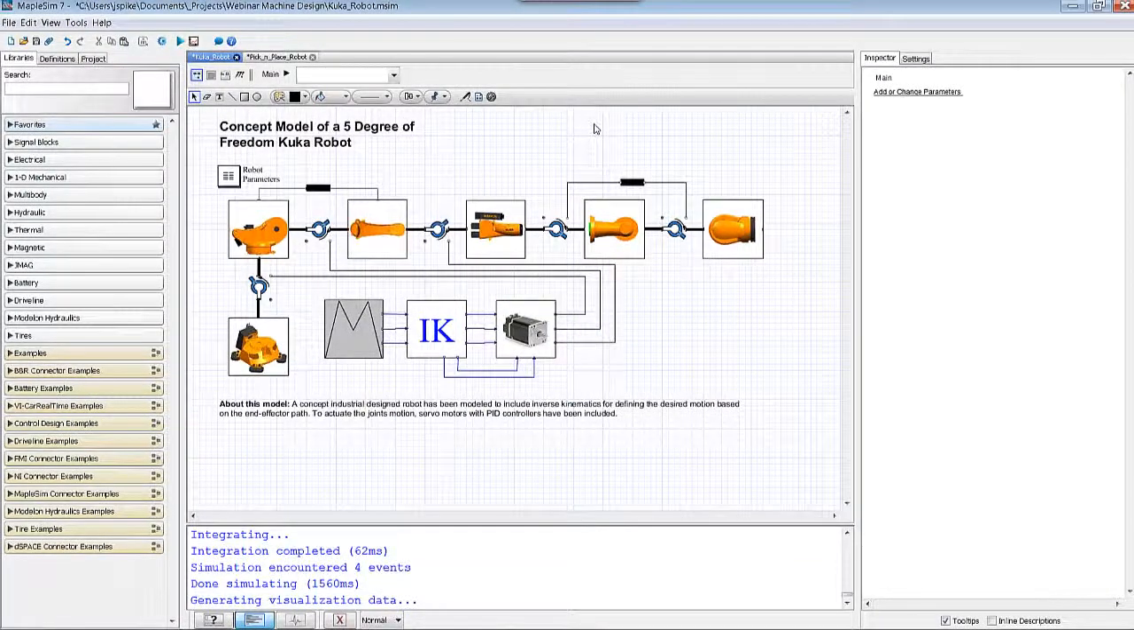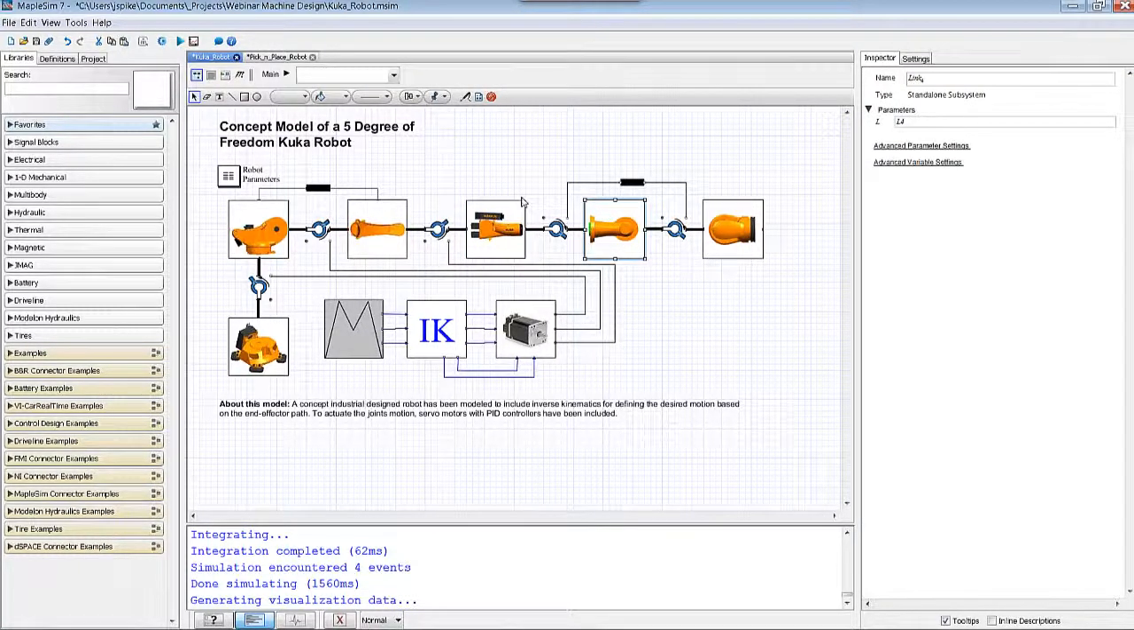Today we're going to begin the presentation with a 5 degree of freedom robot based off of a simple mechanism design for industrial pick and place type application. And this robot is a concept robot that allows for inverse kinematics to drive the motion of the actual mechanism. Here we can see the general structure of the robot, where the links are separated into subsystems.